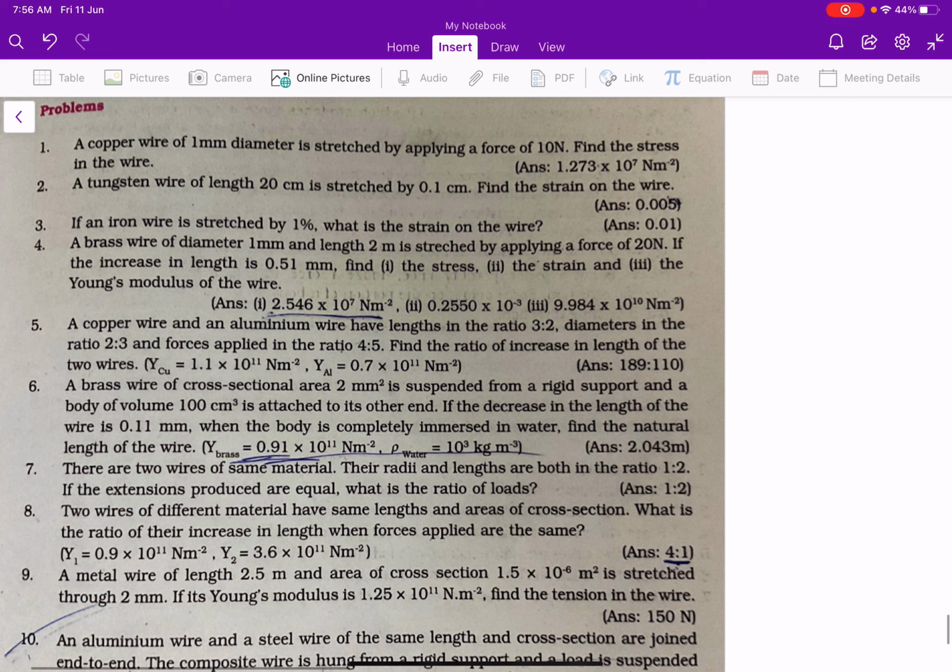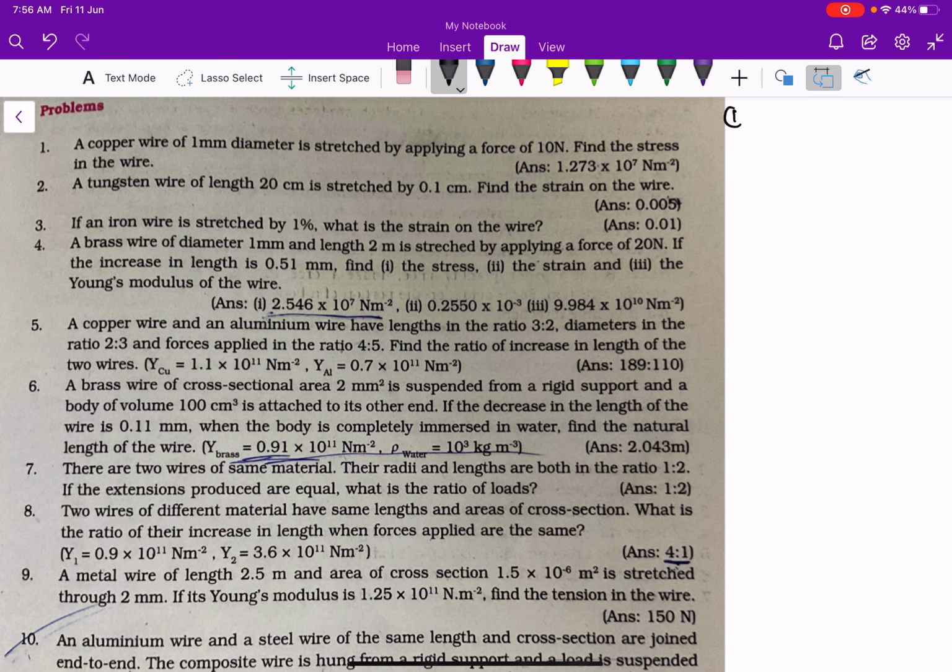See here, the first question is a copper wire of 1 meter diameter. Diameter is given, radius is half of the diameter, so you can find out the area. Area is pi r square. And it is stretched by applying a force, which is given, 10 newtons. Find the stress. Stress is nothing but force per unit area. Solve it.